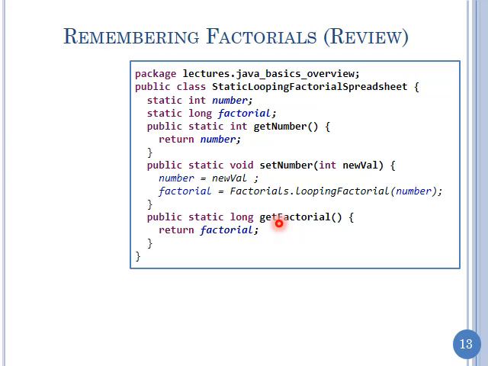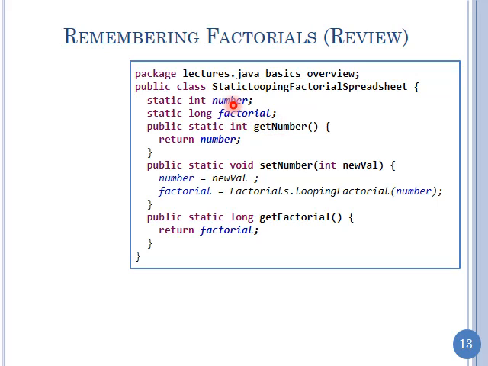Given that, we wanted to know why we made these methods public and these variables non-public. The answer we got was that there's a dependency between number and factorial, which is honored by these methods.